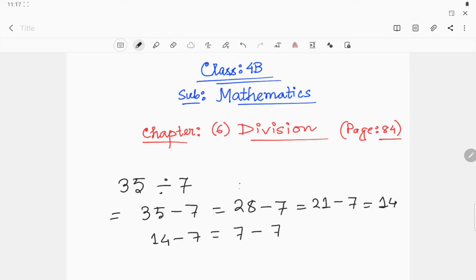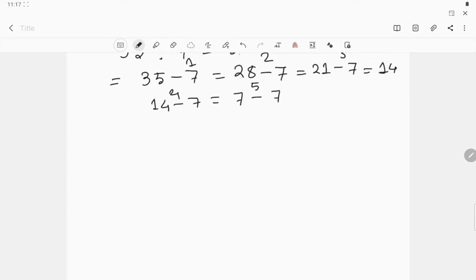So how many times have you subtracted? Yes, 1 time, 2 times, 3 times, 4 times, 5 times. So if I divide 35 by 7, you will get 5, right? So to avoid this repeated subtraction, we do division. That means you have to write in this way.